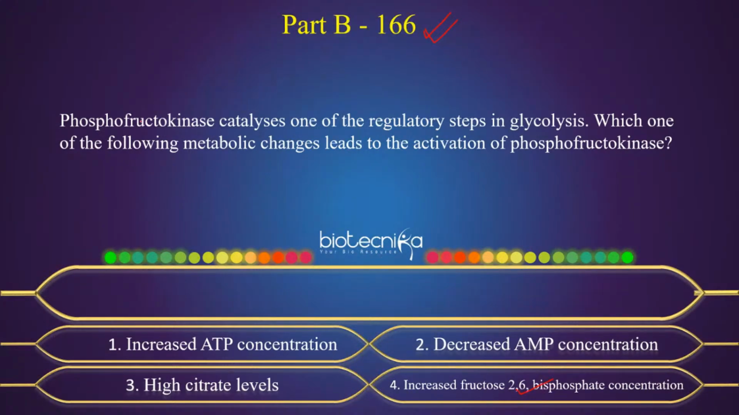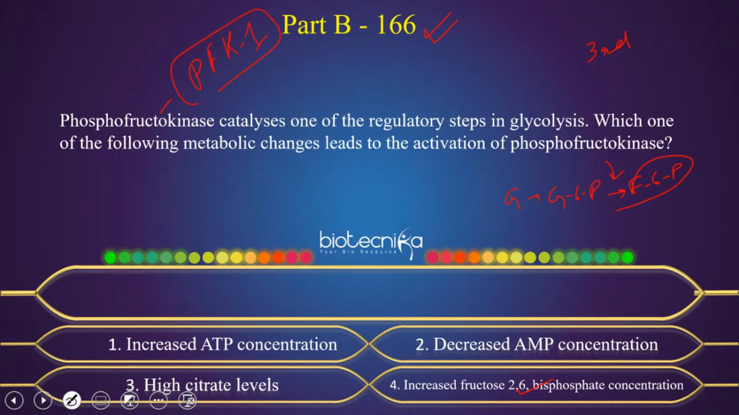Where do you see this? Phosphofructokinase, PFK1, is an enzyme you see in glycolysis. Glucose is converted to glucose 6 phosphate, and glucose 6 phosphate to fructose 6 phosphate. Rather, that is the second step, so fructose 6 phosphate is converted to fructose 1,6 bisphosphate. That is where you need the PFK1, so that is the third step. Now how is this controlled, how is this regulated? You should know this about PFK1.